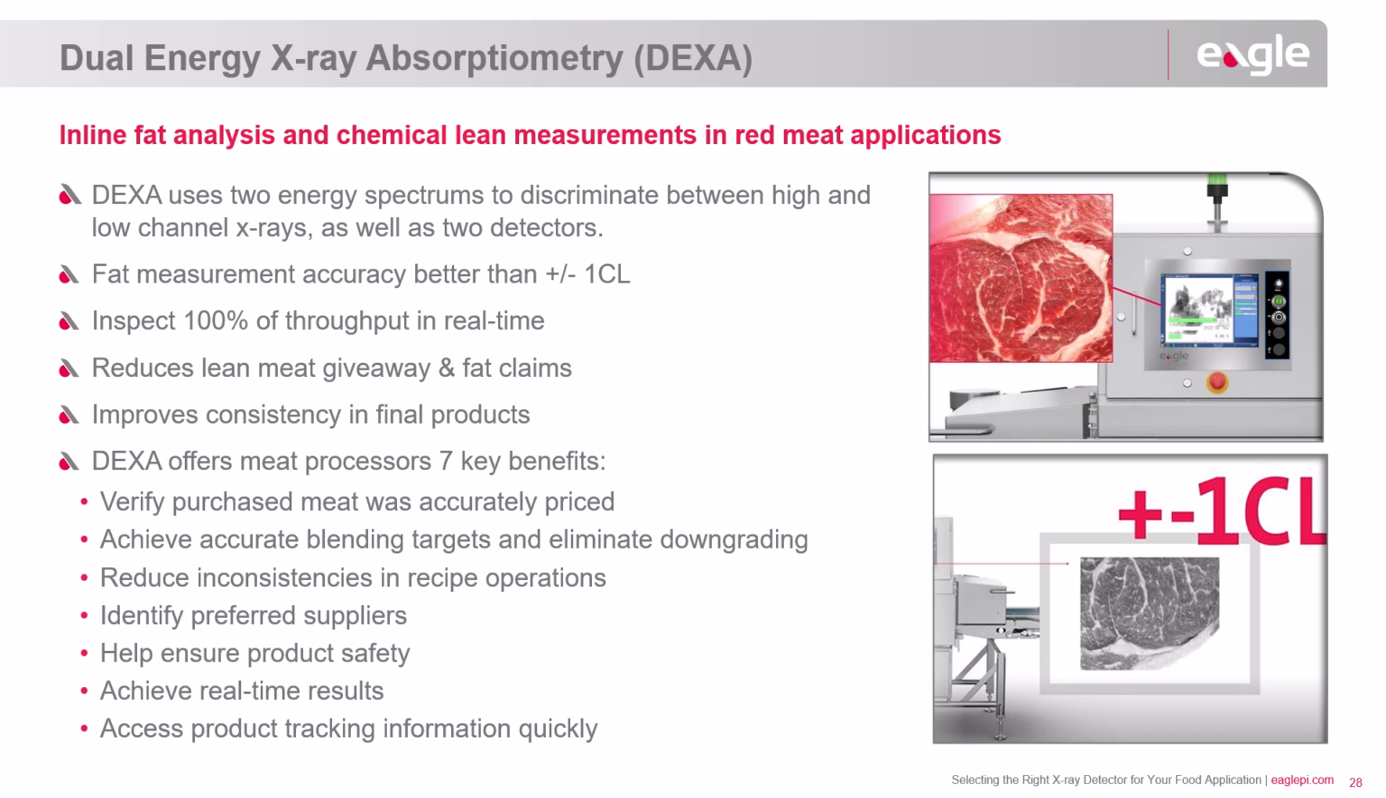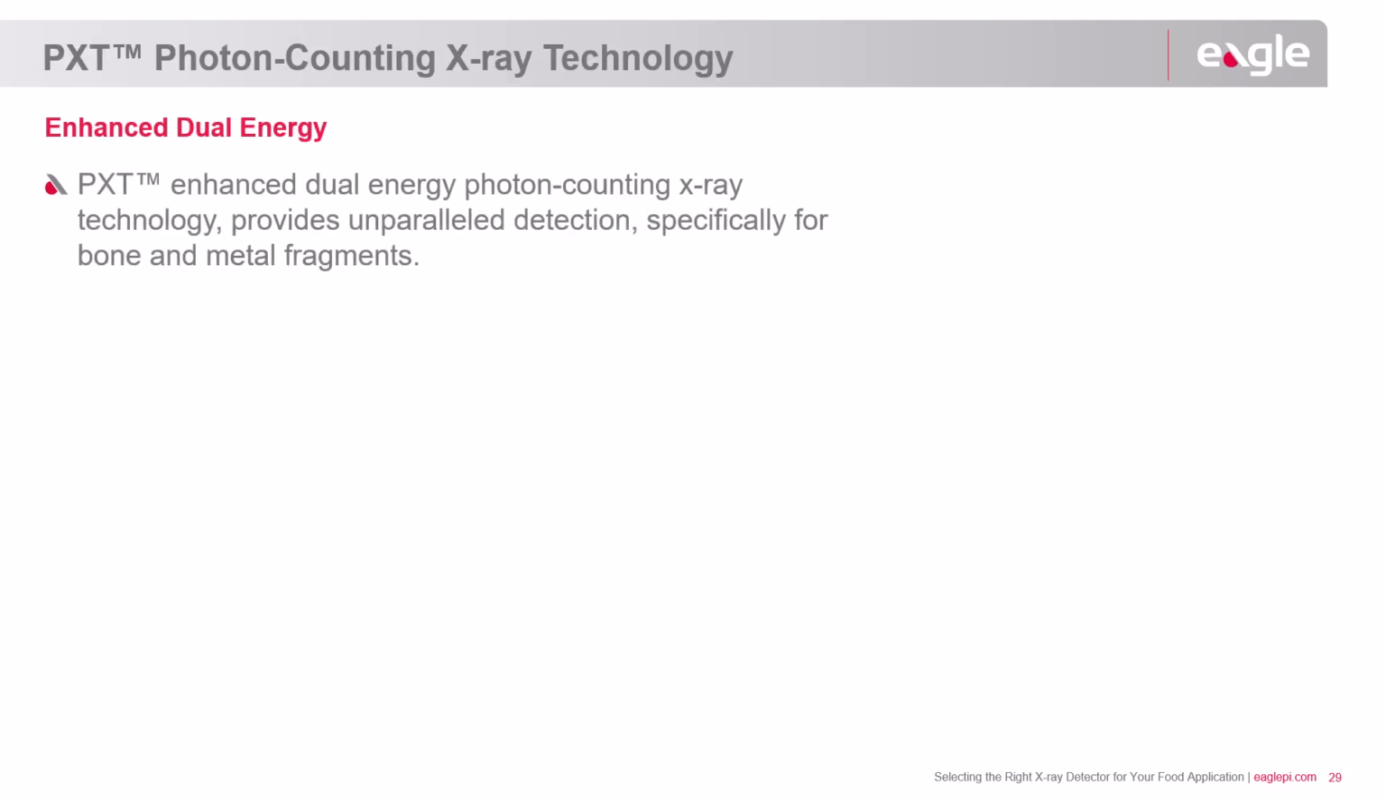If there are opportunities to take advantage of favorable pricing, a meat processor or slaughterhouse wants to ensure they are making the most of those benefits, whether it's receiving premium quality at a lower cost or addressing any issues with contamination effectively. Next, let's explore our latest innovation in dual energy detection, the PXT, or photon counting X-ray technology.